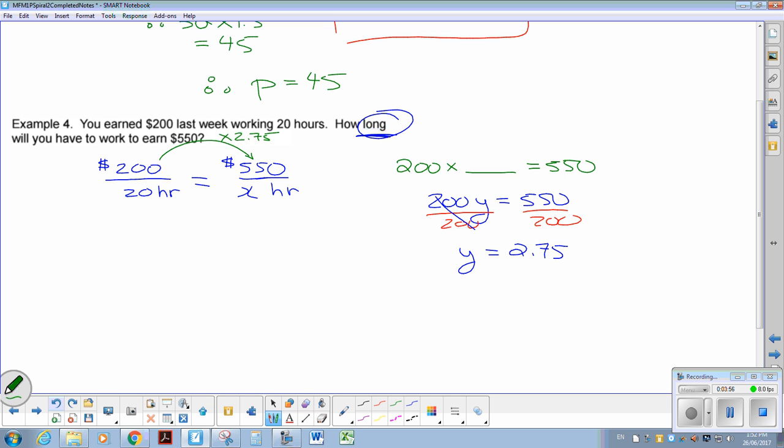So in order to make 2.75 times more, I'm going to have to work 2.75 times more. So 20 times 2.75 will give us 55. So instead of a 20-hour week, I'm going to have to work 55 hours.